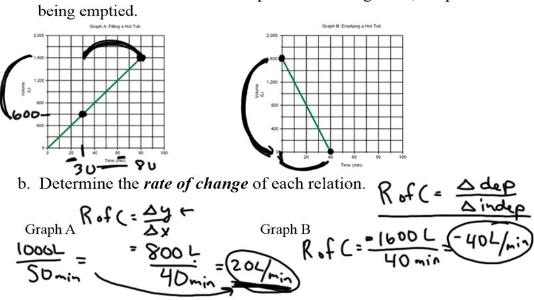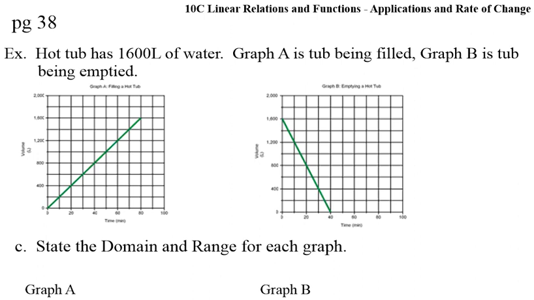What do we notice? It's losing 40 liters per minute when emptying, but only getting 20 liters per minute when filling. So it empties quicker because the rate of change tells us that. It's also maybe why this graph is steeper than this graph, because it's emptying quicker. So rate of change, we can get important information from a linear graph using the rate of change.